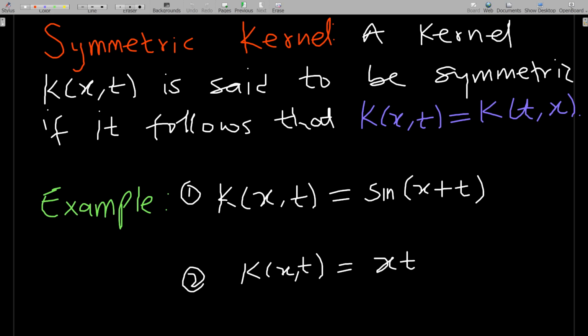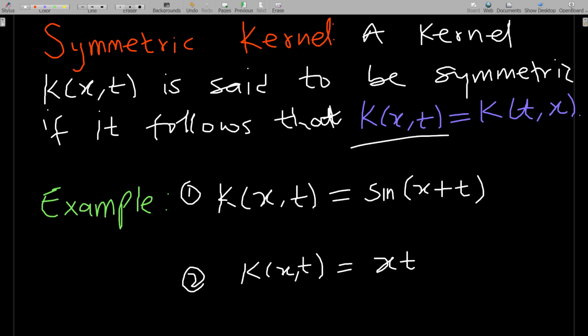So let's go to, I think, the last one. We have other types of kernel, the kernel of the convolution type and the rest, but at a high level let's stick to this. Okay, so the symmetric kernel is also another type of kernel. We say a kernel k(x,t) is said to be symmetric if k(x,t) is the same as k(t,x), meaning that you just interchange the variables.